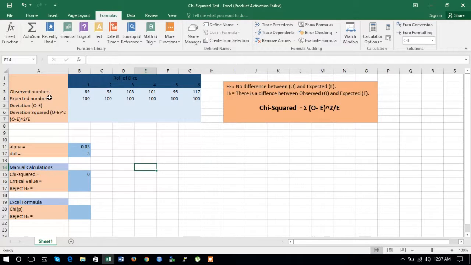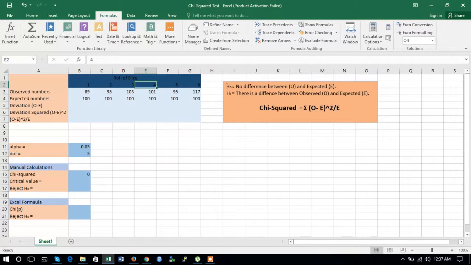Now in this tutorial we will be doing the chi-square test. We have the observed number and we have the expected number over here. Since we have six entries for the roll, this is the case of rolling a dice and we have six outcomes. These are the observed numbers and these are the expected numbers, and we are doing a chi-square test.